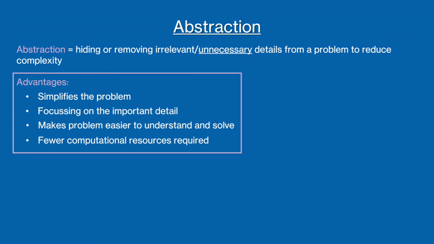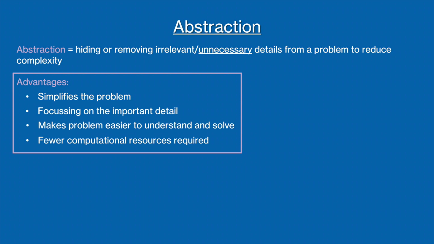Abstraction is the simplification of a problem by removing unnecessary details of the problem. It reduces the complexity of a problem by creating a simplified model of reality. This makes the problem easier to understand, as the programmer can focus just on the key details of the problem. This means that the programmer has less to code and so saves resources such as time, money, and computational power.